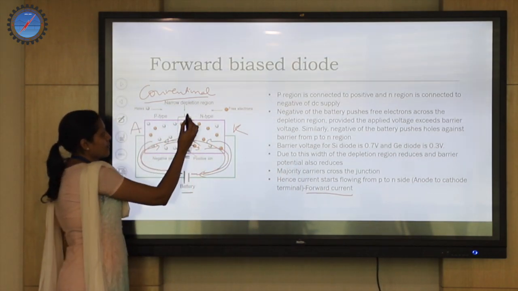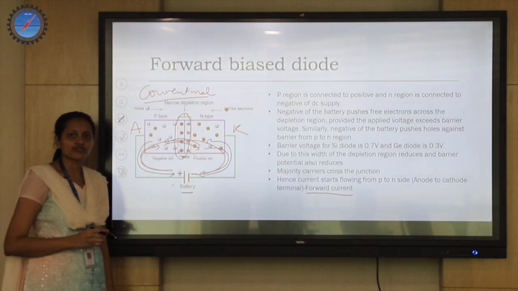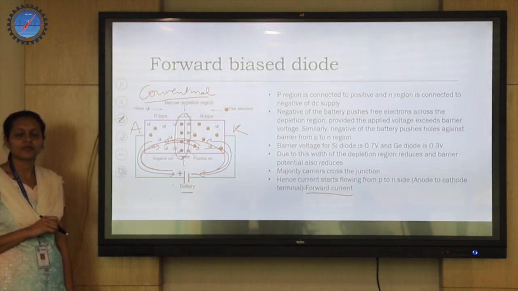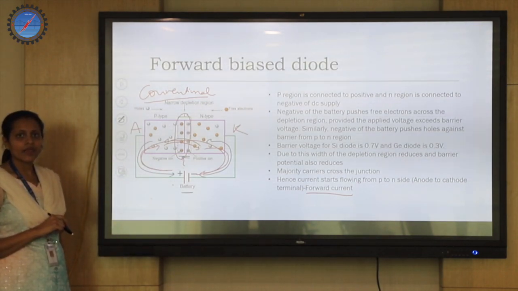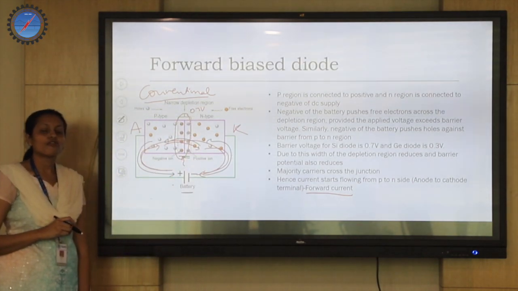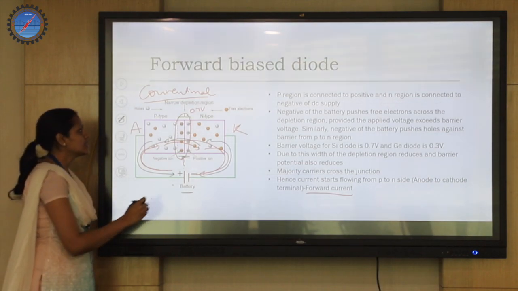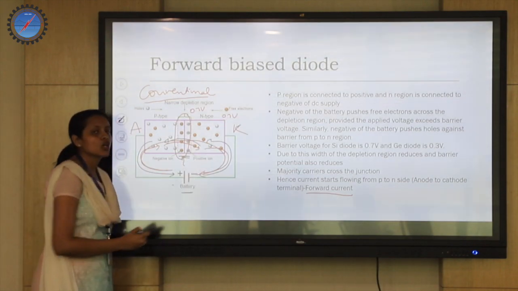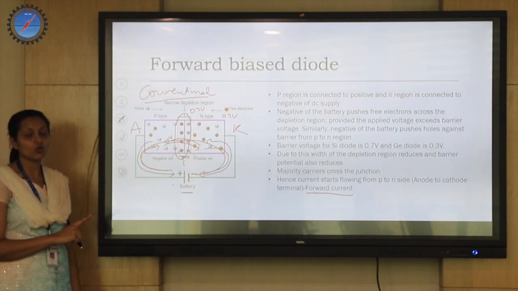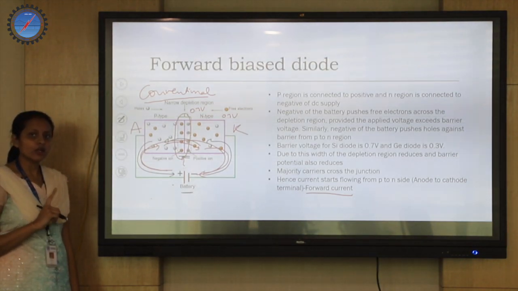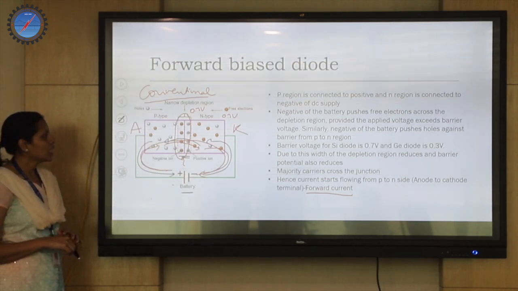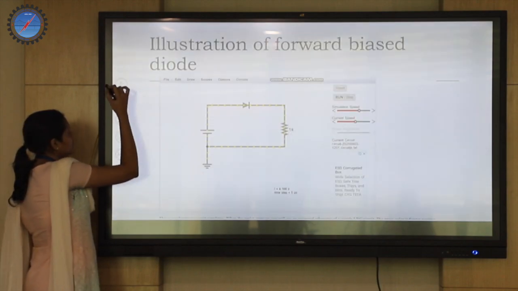Now we all know that there is a barrier existing here because of the depletion region. What is the potential which is existing here? What is a barrier? In a silicon diode, the barrier potential is 0.7 volt. For a germanium diode, the barrier potential is 0.3 volt. So we very well know that to make the current flow in a diode, we need to apply a potential greater than the barrier potential. So knowing this basics, let's move on.